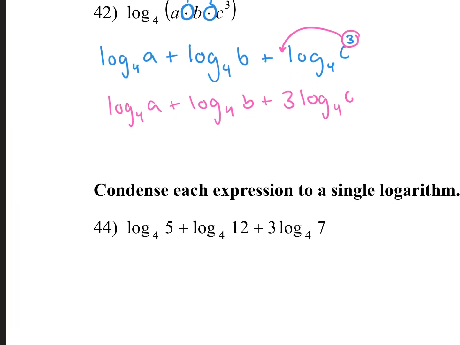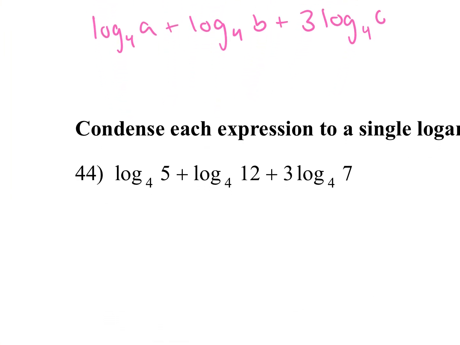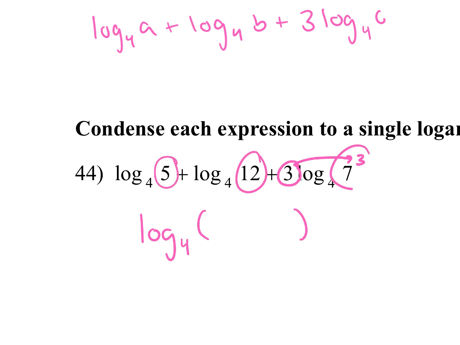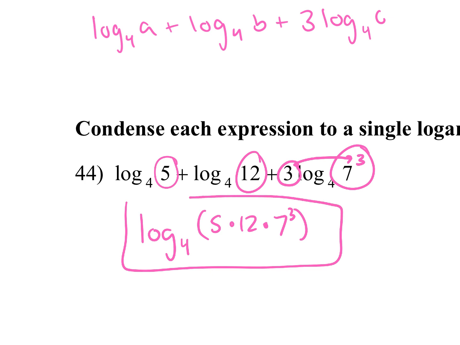For 44, we're doing the opposite. We're condensing. So any number that I have out front, we want to bring it to be an exponent. And then what goes with addition? Multiplication. So I have log base 4, and then we just multiply everything that we're taking the log of. So it'll be 5 times 12 times 7 to the 3rd power. And we can just leave it like this. Remember, your answers are multiple choice, and it'll probably be like x, y, and z, so you can't actually multiply it, but we would just leave it like this.